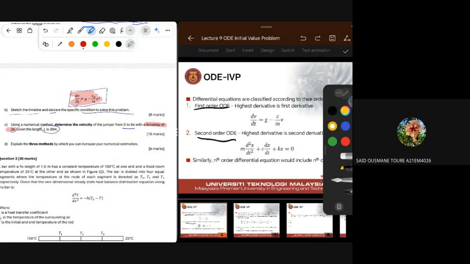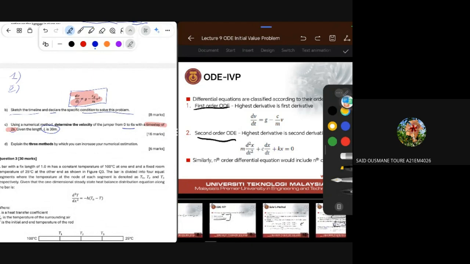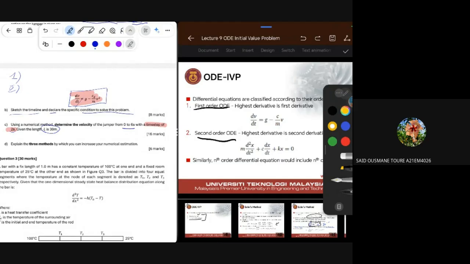How many numerical methods are there for ODE IVP, initial value problem? I want to note it down. How many? The first one is what? What is the first one? What is the second one? If you follow. What are the different numerical methods used to solve this IVP problem, initial value problem?